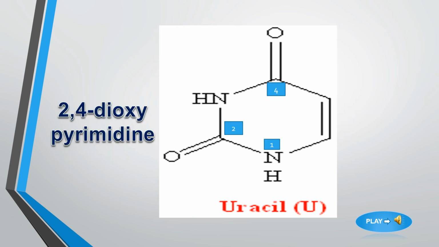Uracil. The chemical name of uracil is 2,4-dioxypyrimidine. It is the base present only in RNA. In the second and fourth positions, an oxy group is present. So the chemical name of uracil is 2,4-dioxypyrimidine.